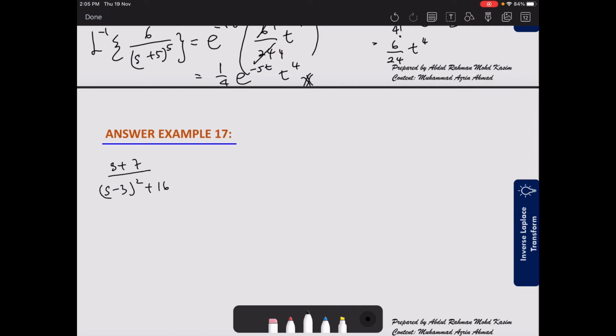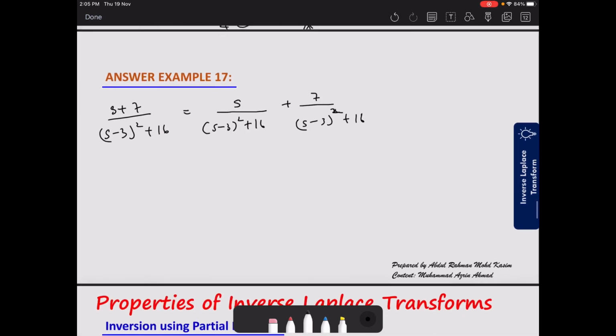Can you separate it? Yes, you may separate it. What you will get over here? Look at class. You will get s over s minus 3 squared plus 16 plus 7 over s minus 3 squared plus 16. Okay, so how to do that?